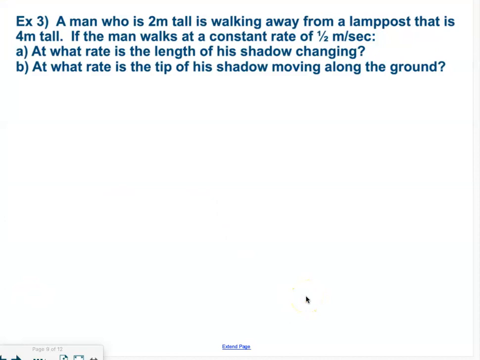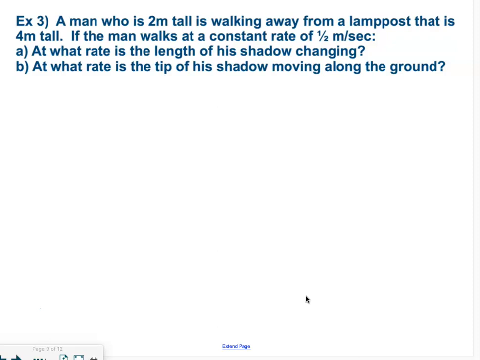Okay. All right. A man who is 2 meters tall is walking away from a lamppost that is 4 meters tall. If the man walks at a constant rate of 1/2 meter per second, at what rate is the length of his shadow changing, and at what rate is the tip of his shadow moving along the ground?